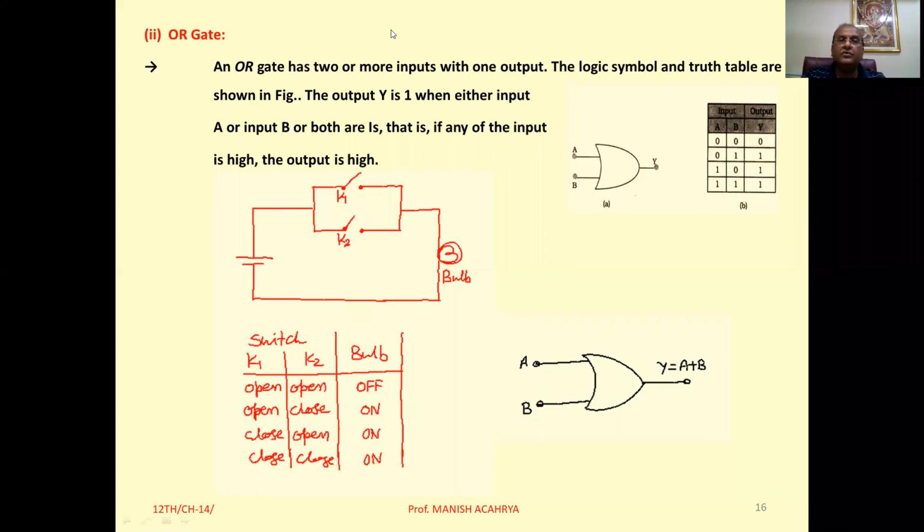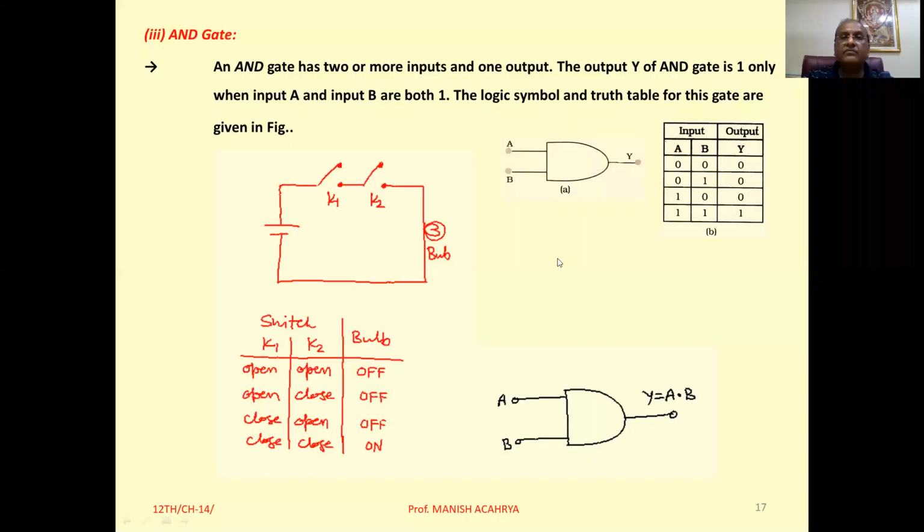Clear to all of you? AND gate has two or more than two inputs, and the working of it is like this: if all the inputs are present, then and then only we will get output. Otherwise, if any one or all the inputs are absent, output will not be obtained.